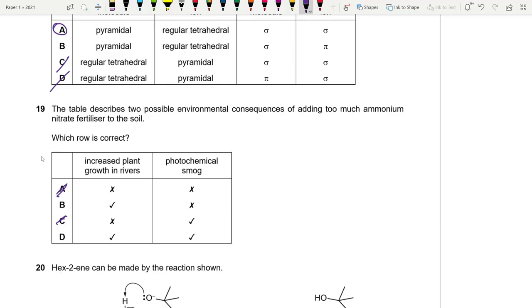It does not cause photochemical smog actually, because the nitrogen is taken up by plants and used in the nitrogen cycle, right? It's converted to proteins and amino acids. Okay, it's not released as nitrogen oxide, so it doesn't contribute to photochemical smog. Okay, so 19 should be B. Hopefully you guys understand.